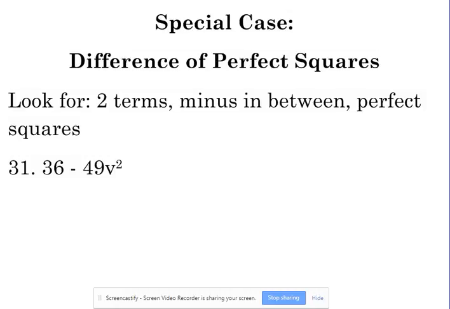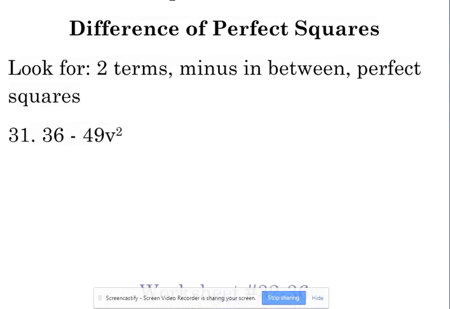That meets all three criteria right there. Hopefully you remember what the difference of perfect squares looks like when we factor it. Even though we only have two terms, we're still going to end up with a binomial times a binomial. Okay, the square root of 36 is 6, so that goes in the first spot in both sets of parentheses. The square root of 49 is 7, and that one has the variable, so 7b and 7b. One of these sets of parentheses gets a plus, and one gets a minus. It doesn't matter which one, okay?